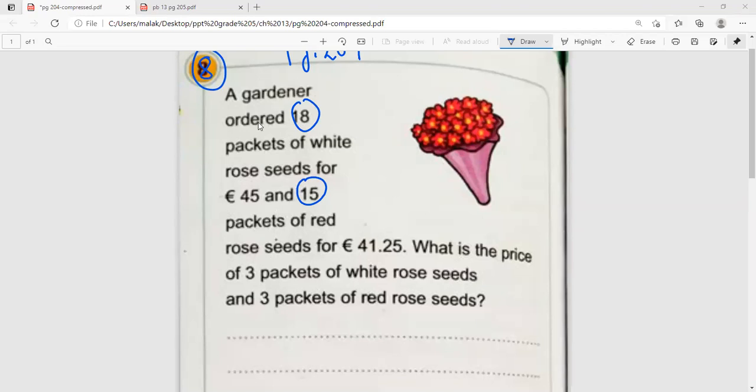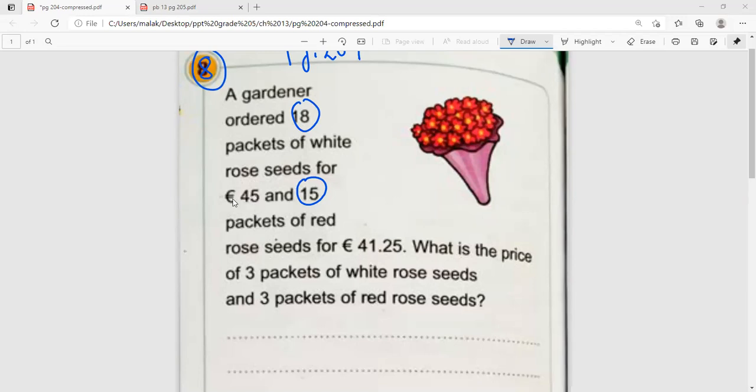Here they said a gardener ordered 18 packets of white rose seeds for 45 euro. The 45 euro refers to what? To the price of 18 packets or just one? For 18. So we divide. Yes, because we know the total. Bravo, Adam.